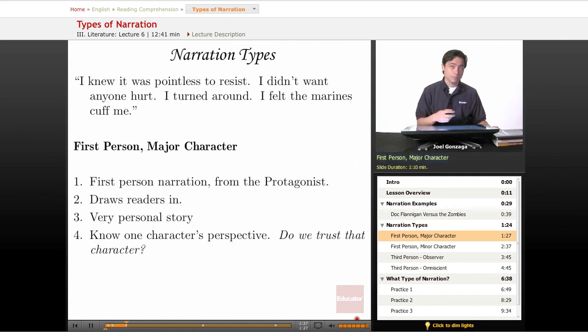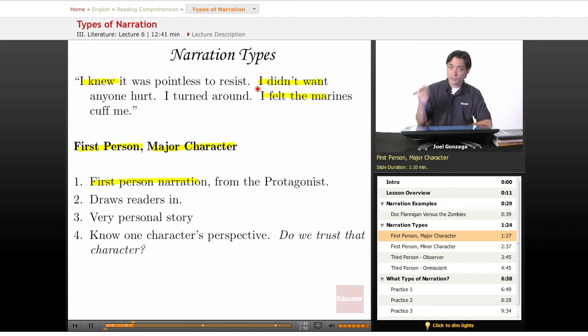The first type of narration is what we call first-person major character. I knew it was pointless to resist. I didn't want anyone hurt. I felt the Marines cuff me. Well, if it's first-person major character, we have what's called first-person narration. So they're going to say, I saw this. I knew this was going on. Me, I. We're going to use that first-person pronoun all the time.